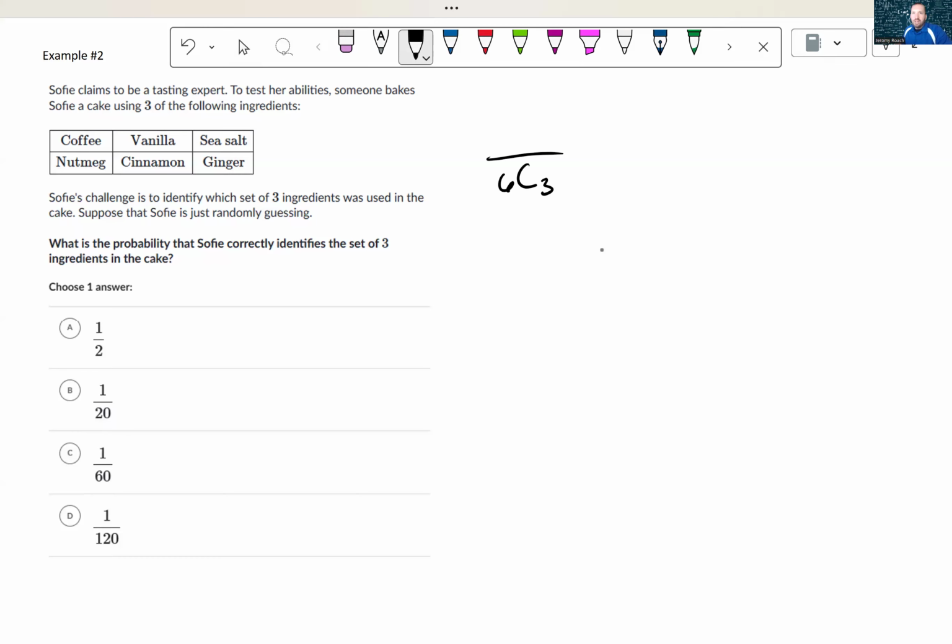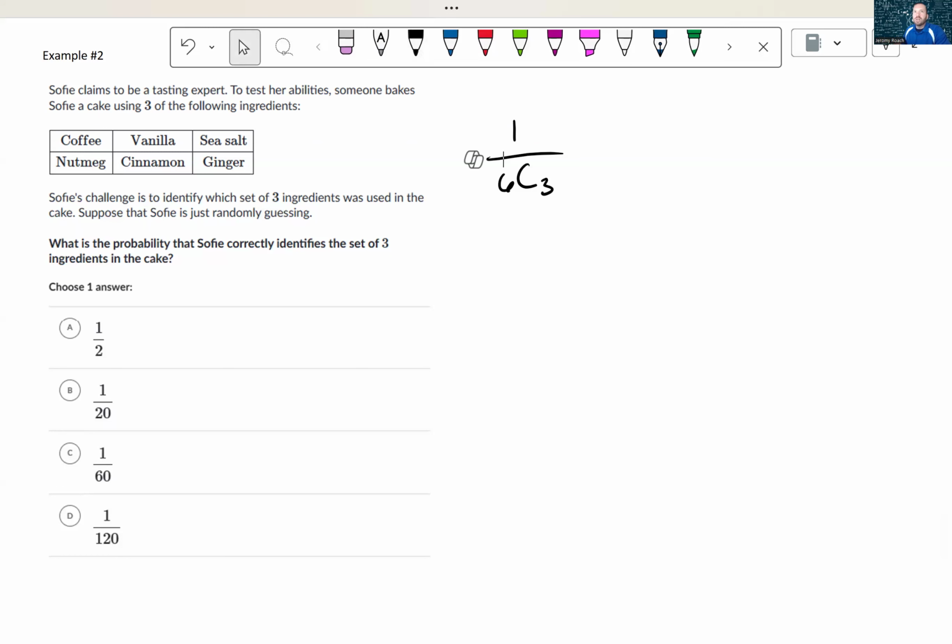Now we're going to count how many outcomes are successful. Sophie has to identify the exact set of 3 ingredients that was used. There's only one correct set for this, so the numerator is 1 again for this problem. In our answer choices, we actually have to calculate what 6 choose 3 is. So let's go back and do that.